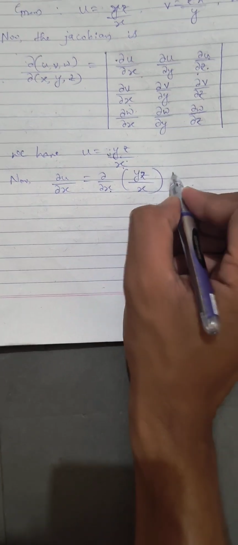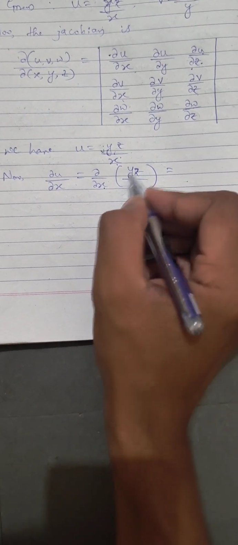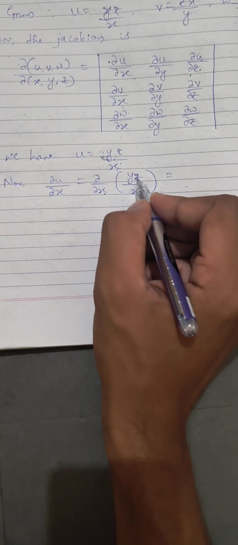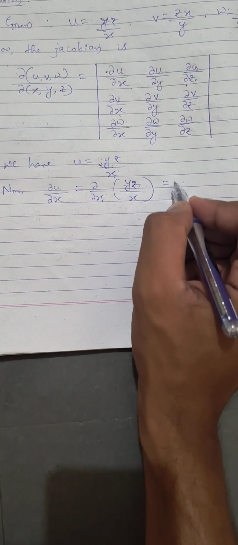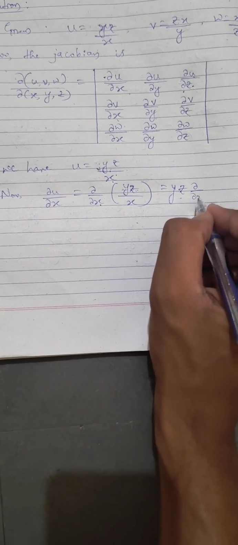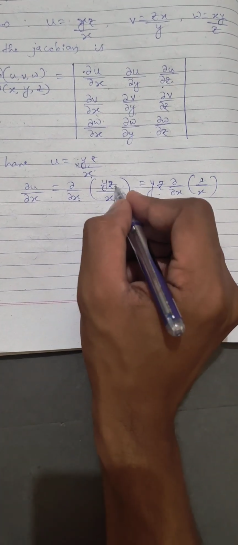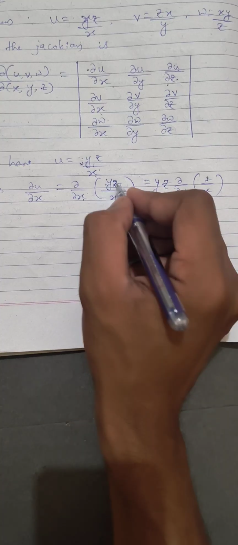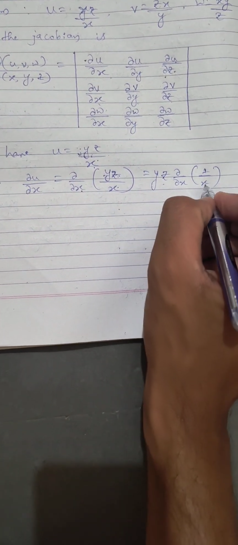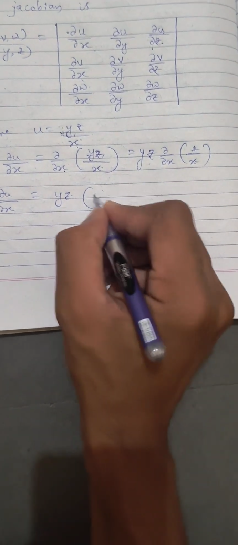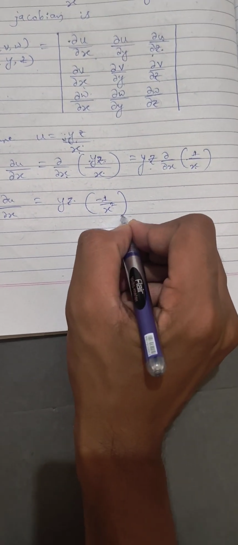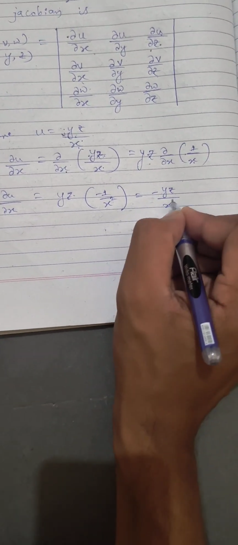Is it clear? Here we are differentiating this function with respect to x, so the variables which are not x we have to take as constants. That is, y and z are constants here. So take y and z outside, and we only have to differentiate 1 by x with respect to x. So del u by del x is equal to y into z times the derivative of 1 by x, which is minus 1 divided by x squared. That is minus yz divided by x squared. So this is the value of del u by del x.